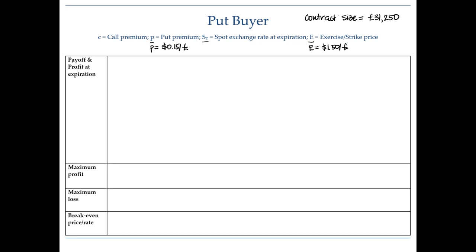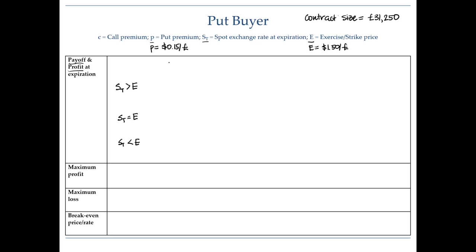So let's take a look at the payoff and profit at expiration. Payoff is simply referring to what the payoff will be if you were to exercise or not exercise. Profit takes the premium into account. So remember that in the future there are really three possible scenarios. Spot rate could be greater than your exercise rate of $1.50, or the spot rate could be exactly the same as the exercise rate of $1.50, or in the future spot rate could be lower than your exercise rate of $1.50. So you really have three possible scenarios.